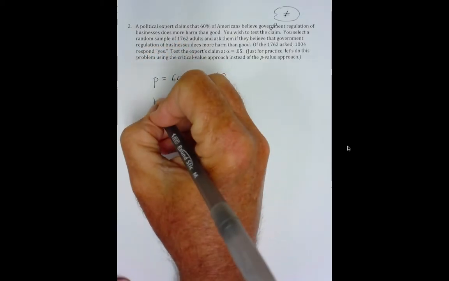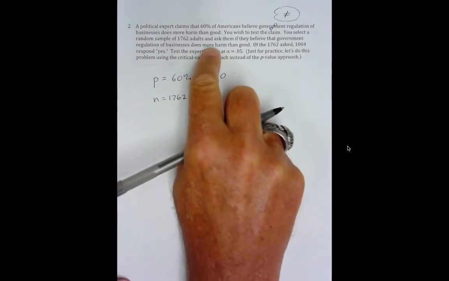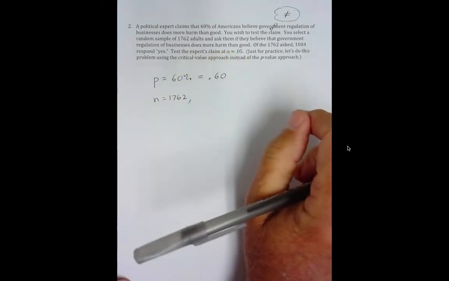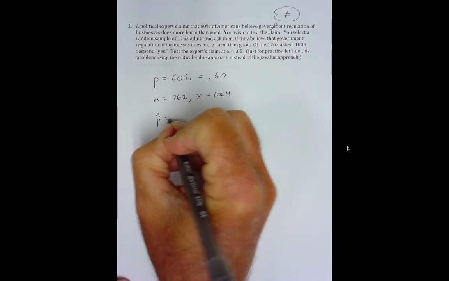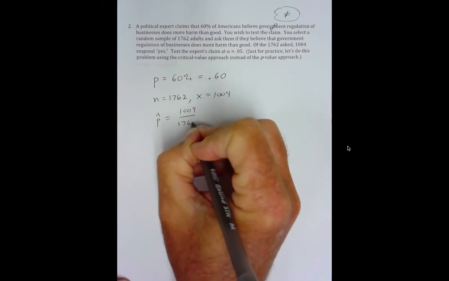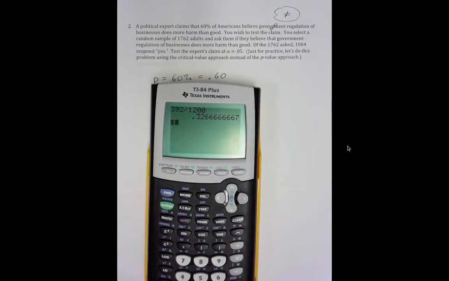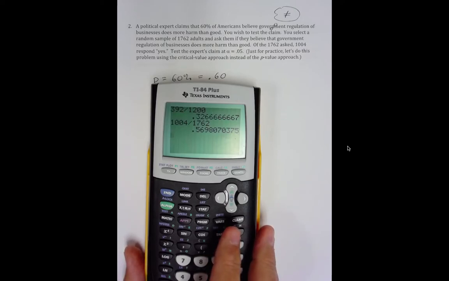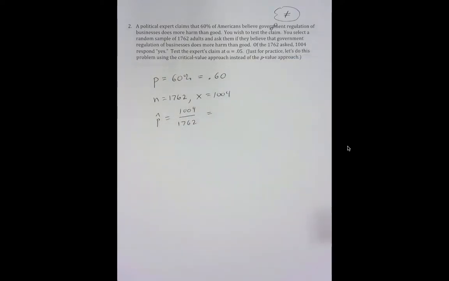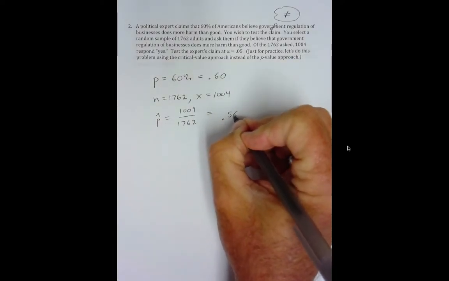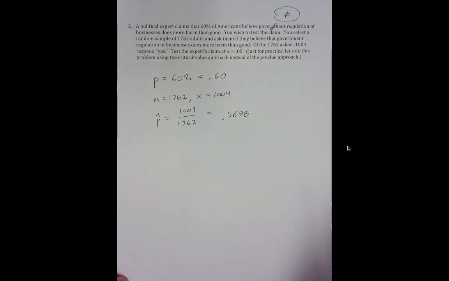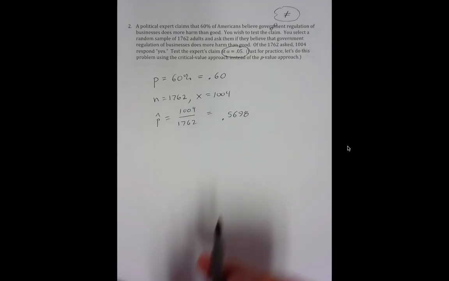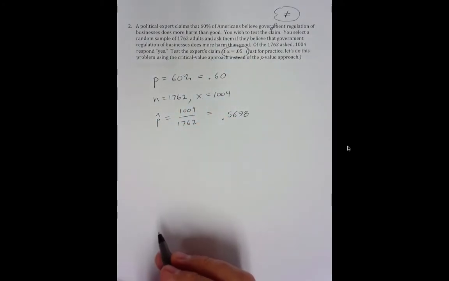Select a random sample of 1,762 and ask them if they believe government regulation does more harm than good. 1,004 said yes. So p hat is 1,004 out of 1,762, which is 0.5698, or about 57.0%. Now, alpha level 0.05. Let's do this problem using the critical value approach instead of the p-value approach.